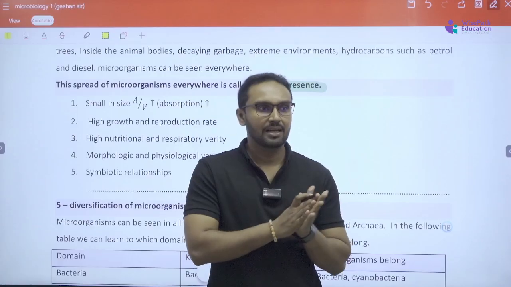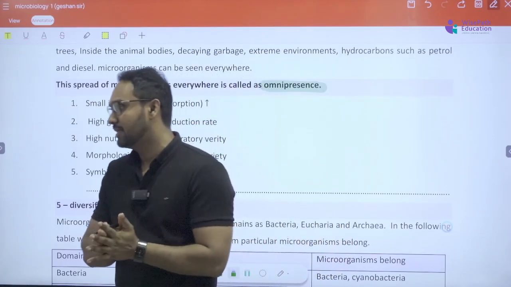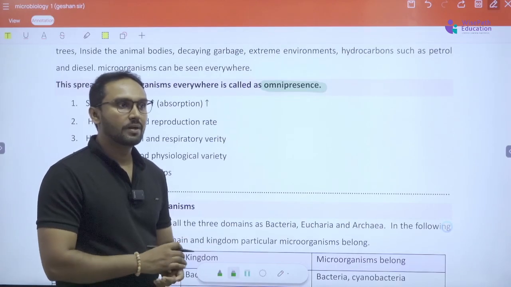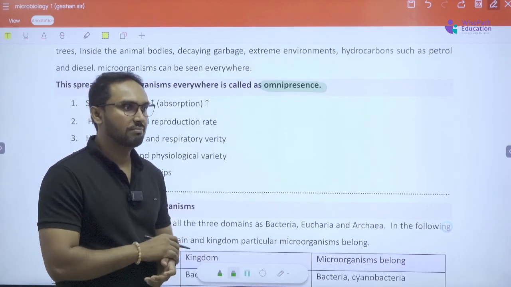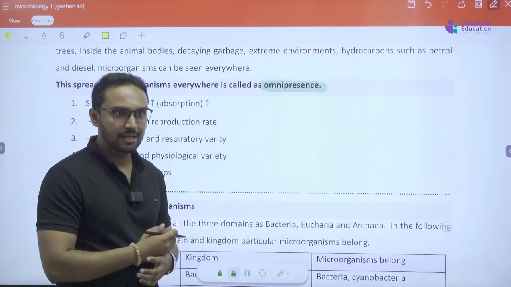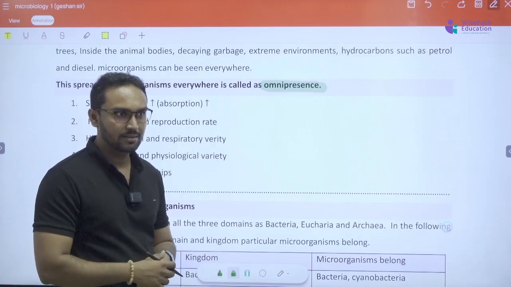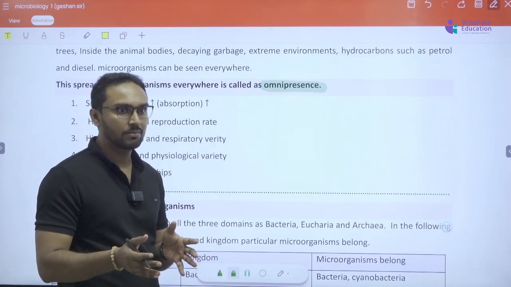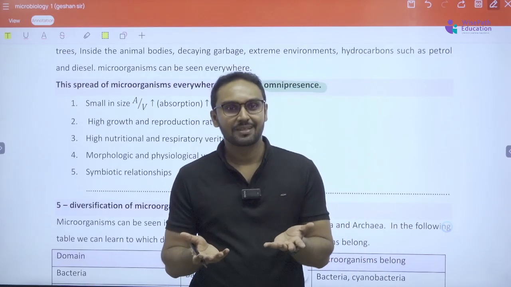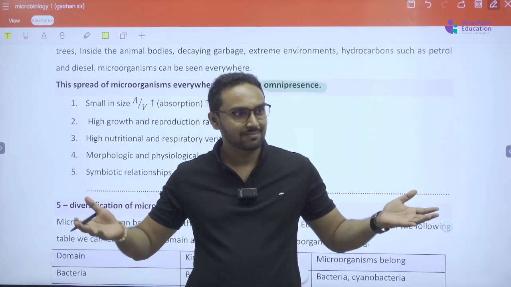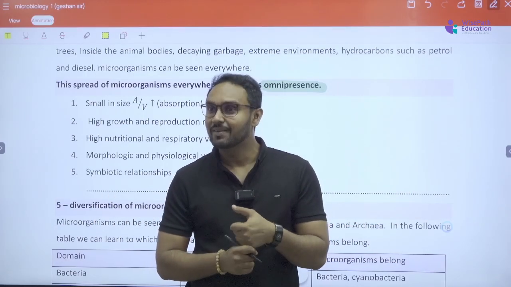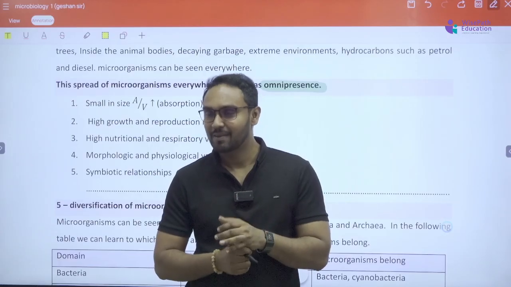Listen. So now they are small in size. What do you understand when it says small in size, and how does it affect the omnipresence? Does being small in size affect the omnipresence, like being available everywhere? Small in size means more survival than being large. What do you think? And why? The reason?